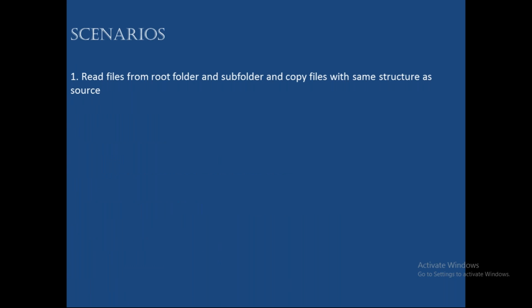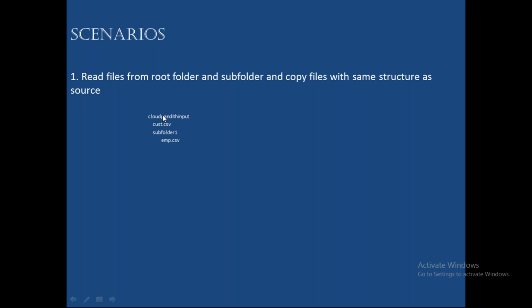Let's see the scenario. First, I want to read files from the root folder and subfolder and copy files with the same structure as the source. It will be difficult to understand from the statement, so I added a screenshot. Here you can see Cloud Pandit input is going to be my container, that is my root folder. Inside that, I am going to upload a file called custod.csv. Along with that, I have a folder, subfolder 1.